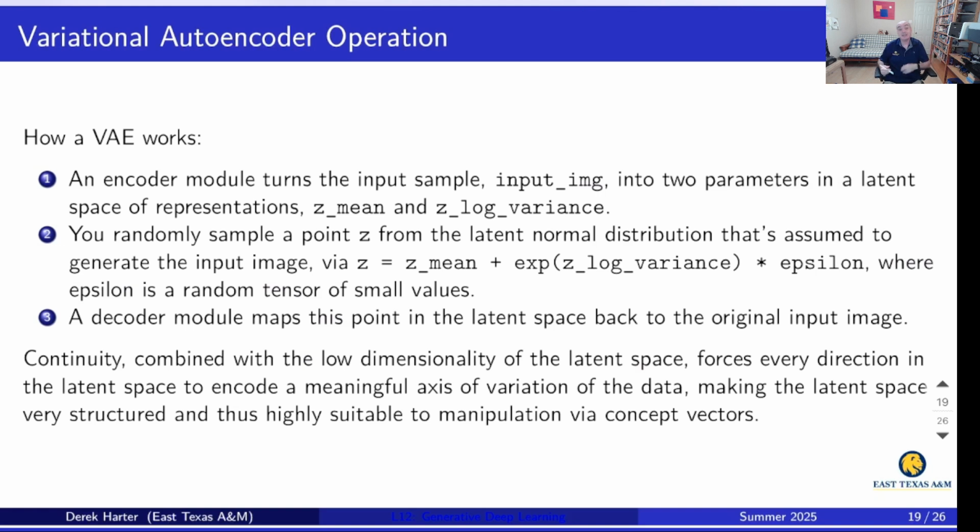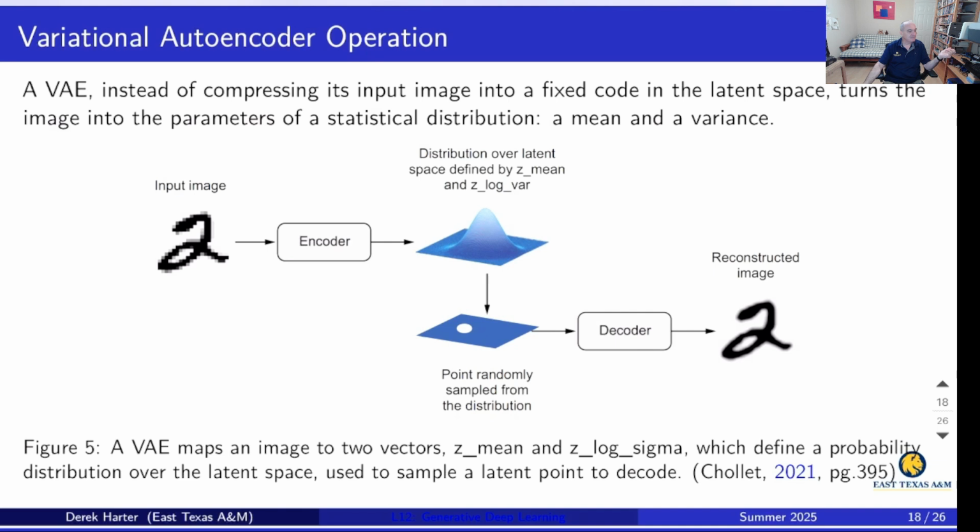Usually for any direction you take, you can interpret what's happening to the modifications being made between two points in the space. So the result is that these latent spaces are much more useful and structured than the original classic autoencoders. To summarize, the encoder for a variational autoencoder, instead of compressing the image like a classical autoencoder, turns the image into two parameters, the mean and the log variance, which define a distribution over the latent space. That gives us something we can randomly sample from, which the decoder can take and reconstruct the image from.